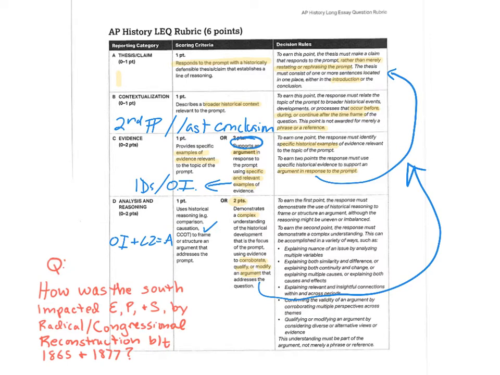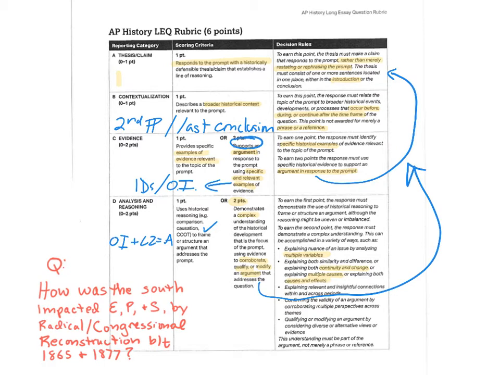So what are some examples of analysis? Again, multiple variables. If you're showing multiple sides of things, that would show the more complex nuance it's asking for. Similarity and difference, and using some of these themes like continuity versus change or multiple causes, explaining causes and effects.